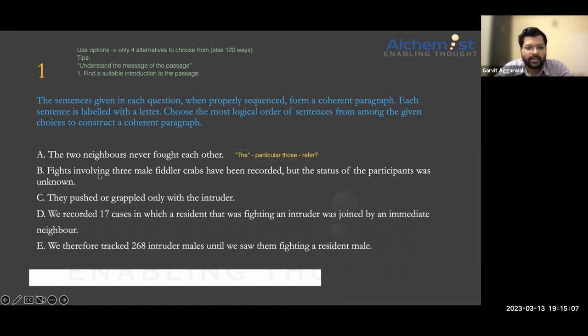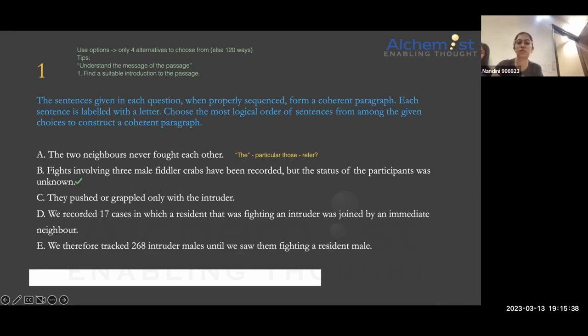Next, fights involving 3 male fiddler crabs have been recorded, but the status of the participants was unknown. Now, this could be a good introductory sentence because it is talking about fiddler crabs. It's introducing the noun here. इसका कोई reference नहीं है इसमें. And it's talking about fights. It's also introducing the concept of fighting here. So it could be a good starting sentence. How about C?